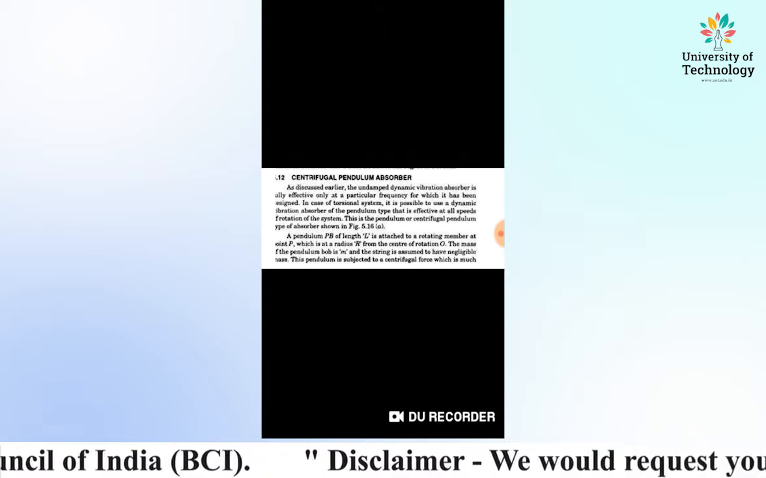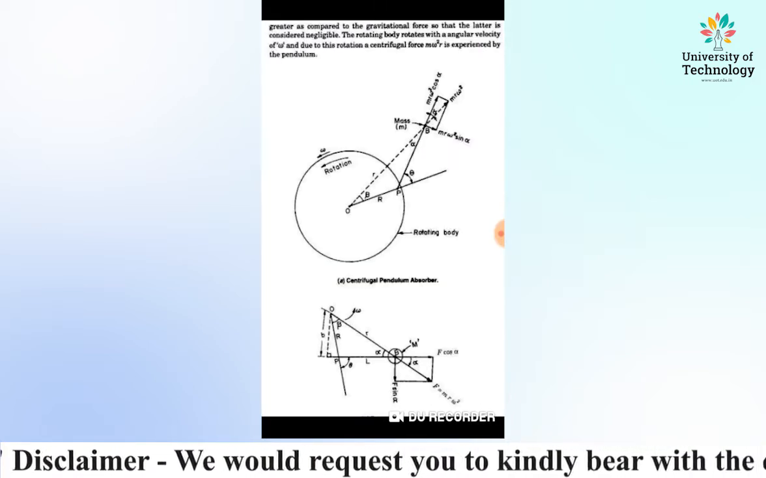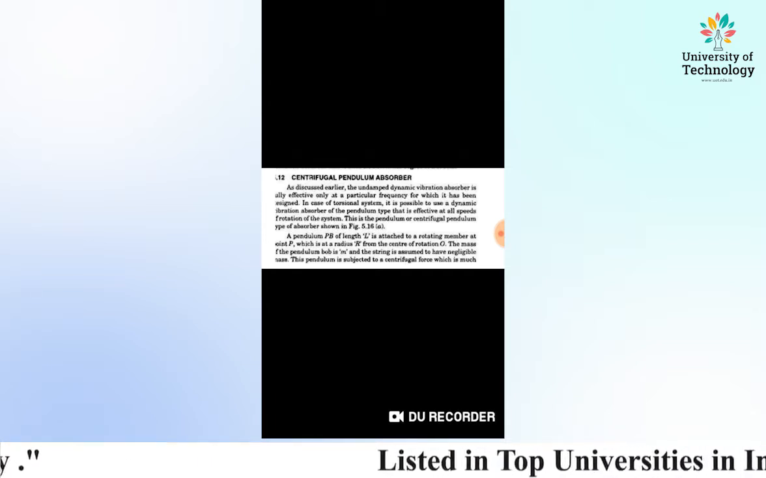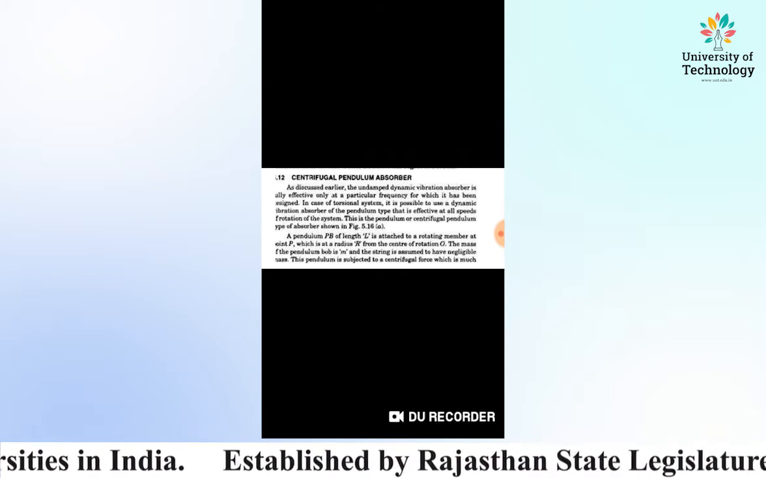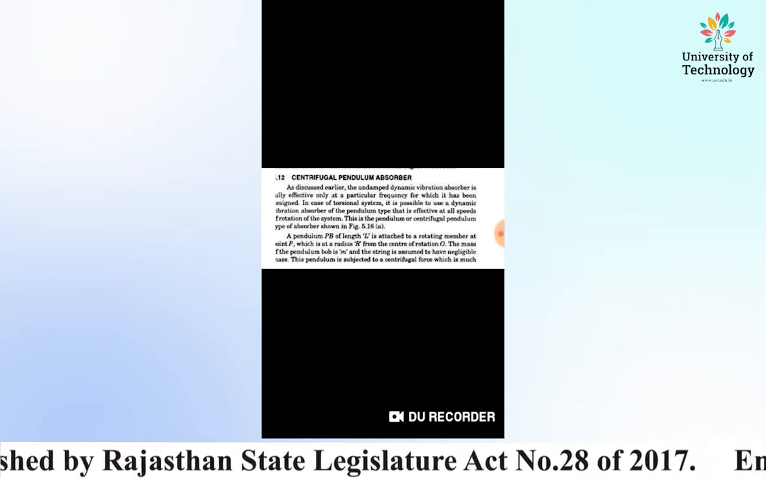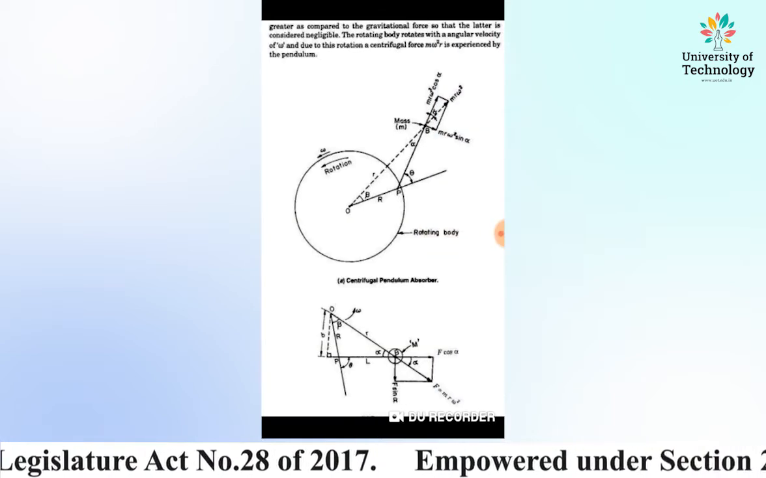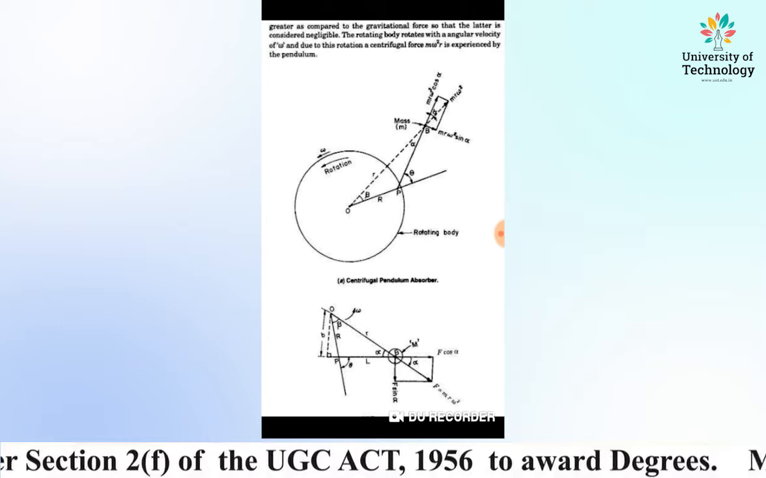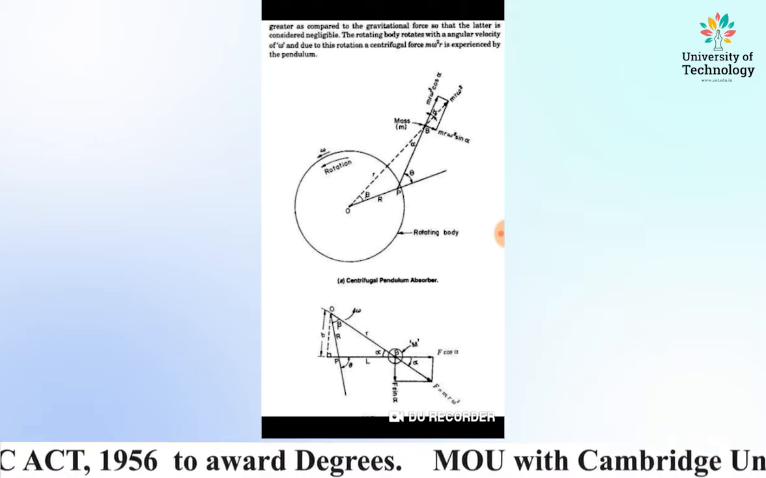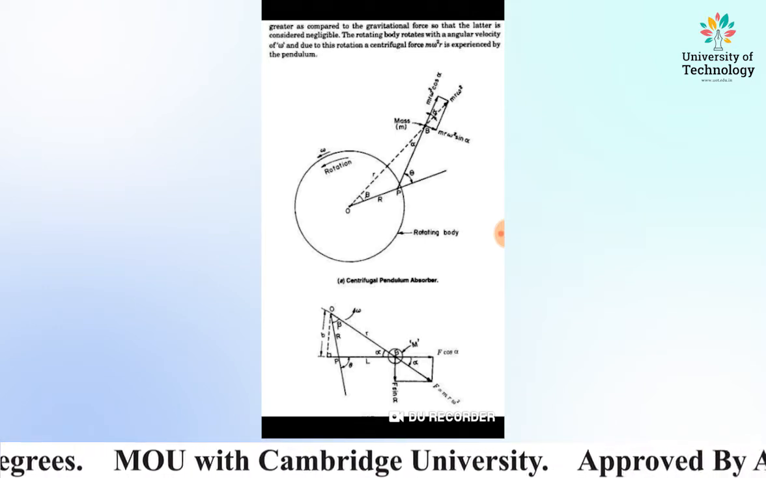In it, a pendulum PB, shown in the diagram, of length L is attached to the rotating member at point P, which is at the radius R from the center of rotation O. The mass of the pendulum bob is m and the string is assumed to have negligible mass. The pendulum is subjected to centrifugal force, which is much greater as compared to the gravitational force, so that the latter is considered negligible.